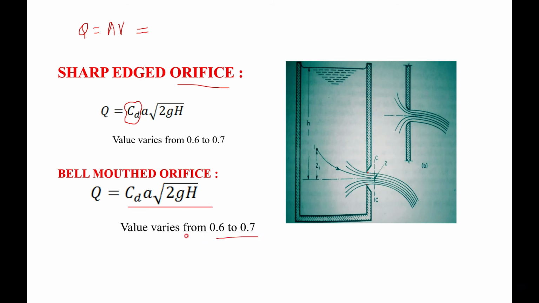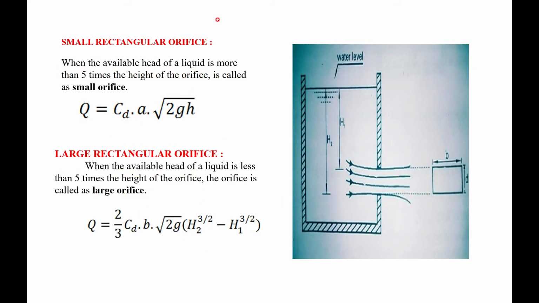It is also 0.6 to 0.7. Here, a small rectangular orifice: when the available head of the liquid, H, is more than 5 times the height of the orifice, D, then it is called a small orifice. Again, the formula is this one.